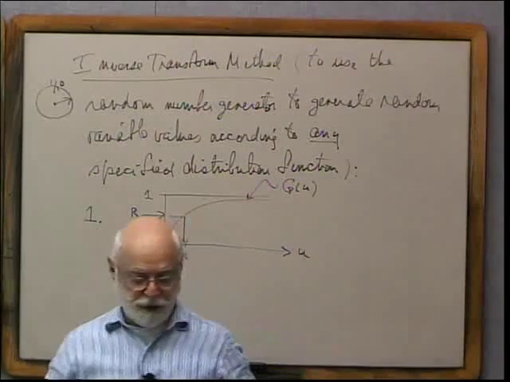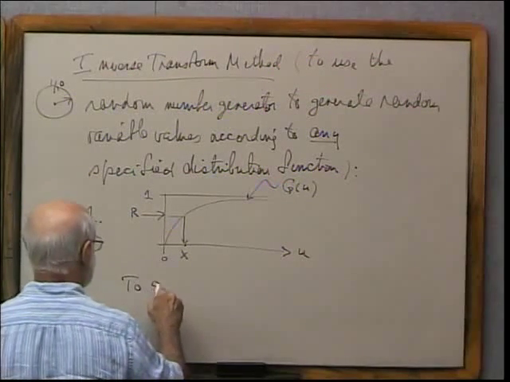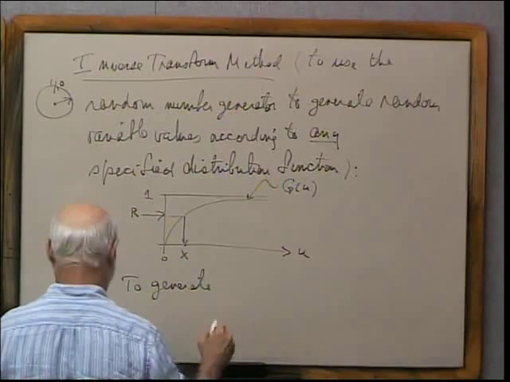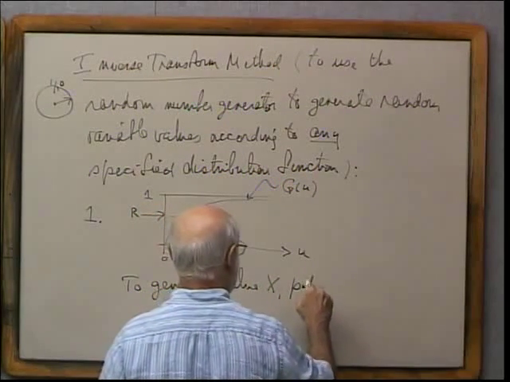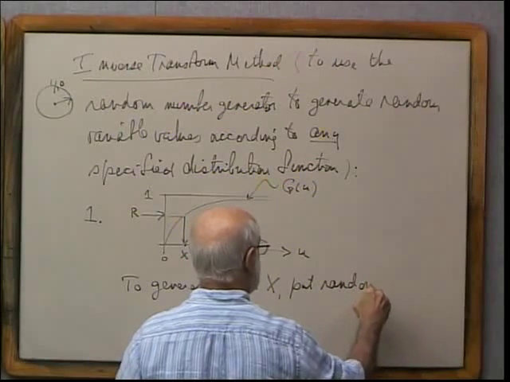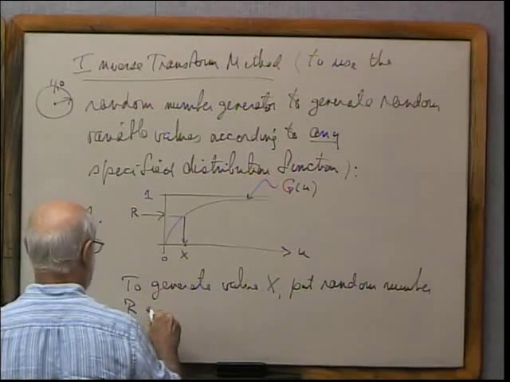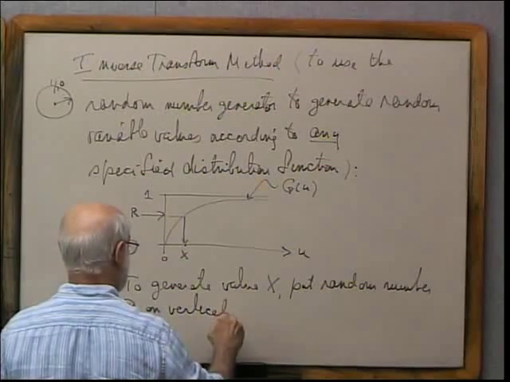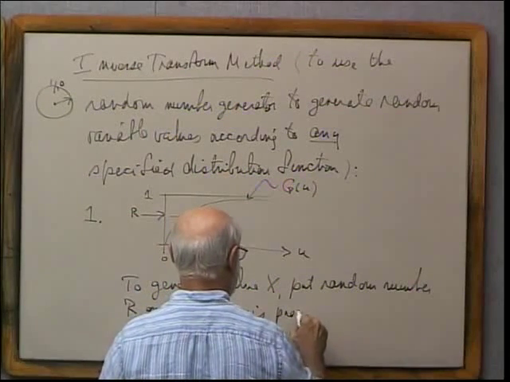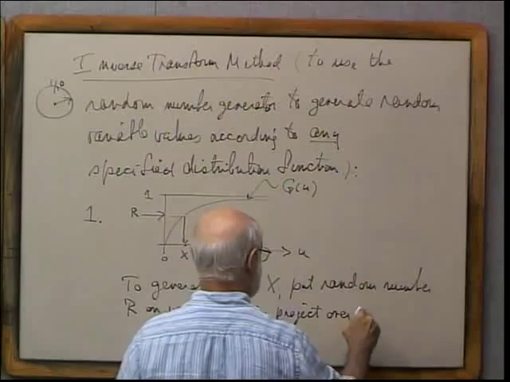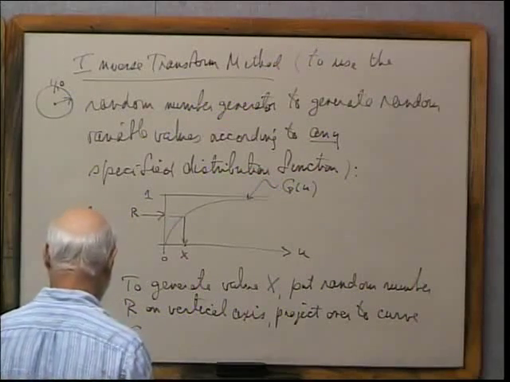Okay, so let me write that down. To generate a value x, put a random number, call it r, on the vertical axis, project over to curve G and down to the horizontal axis.